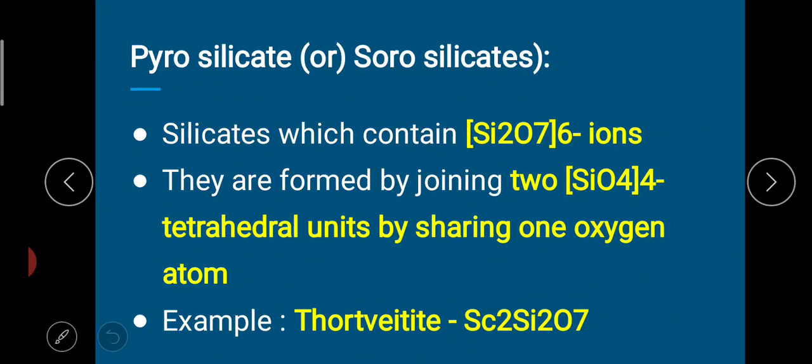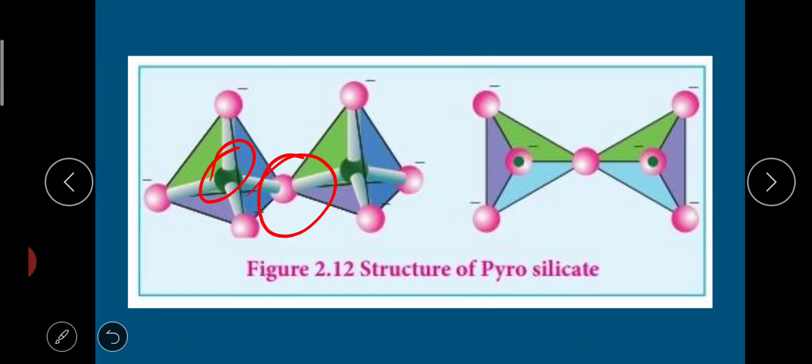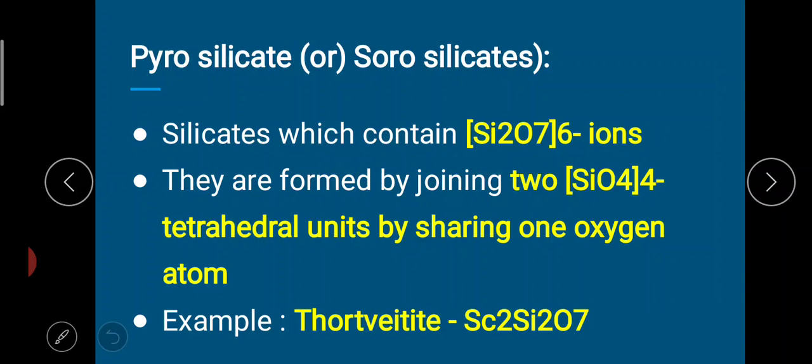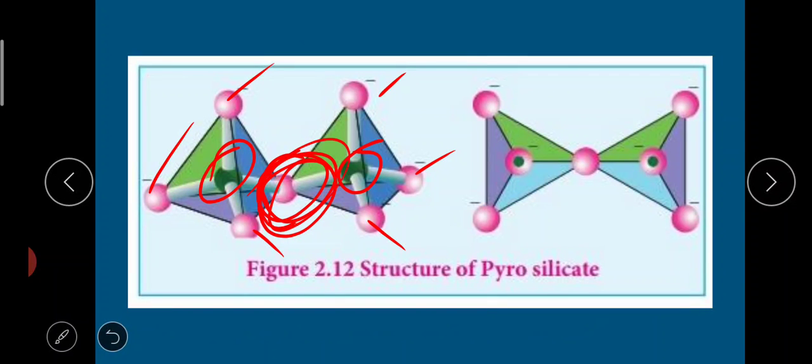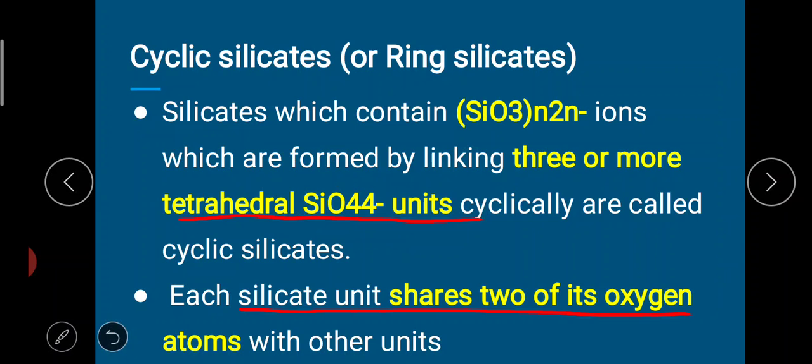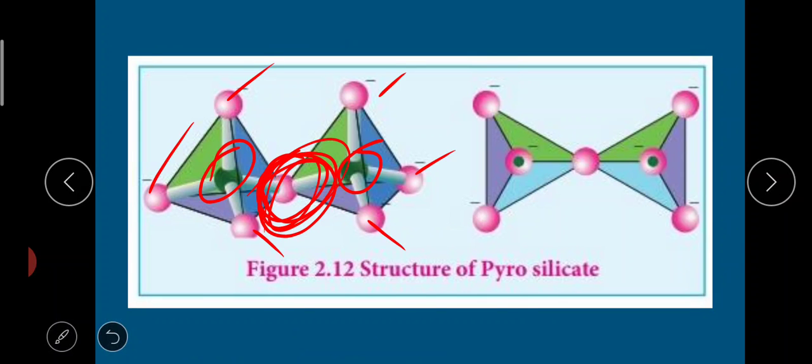Next is pyrosilicate or sorosilicate. Here the unit is Si2O7 6-. We have seen this already. You have 2 silicon and 7 oxygen joined together, and the charges are 1, 2, 3, 4, 5, 6 minus. The shared oxygen will not carry any charge. So Si2O7 6-, and each tetrahedral unit shares one oxygen atom. An example for this is thortveitite. We have seen that the example is thortveitite.